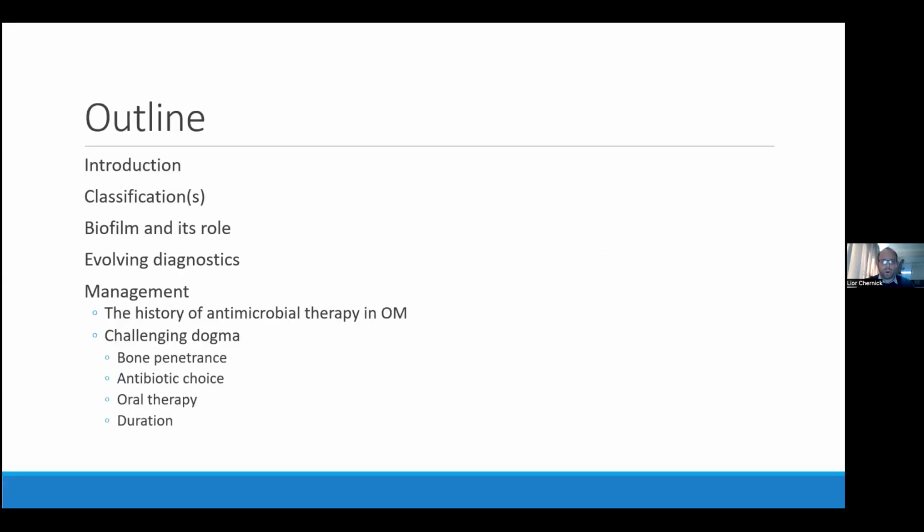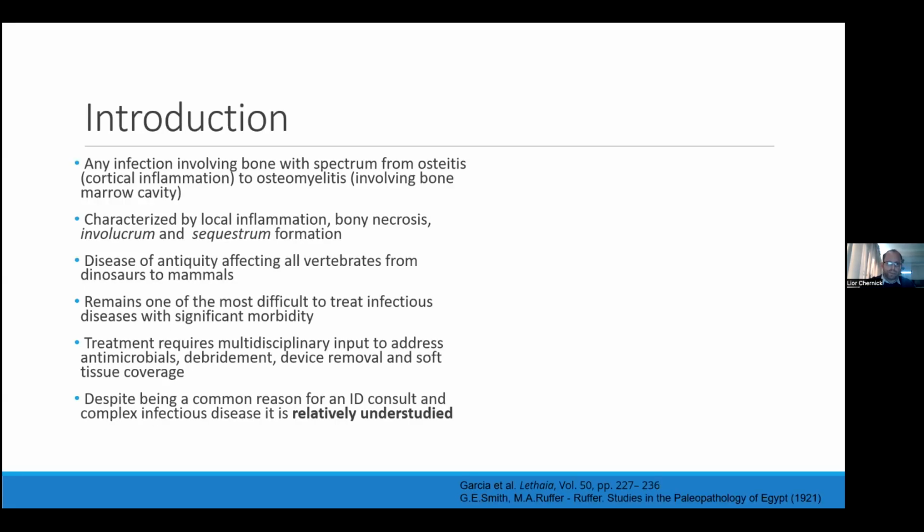So just an outline for the talk. I'll give a brief introduction as to the topic. Because it's a really vast topic, I'm going to focus on predominantly osteomyelitis, but we'll touch on prosthetic joint infections and a couple of other things within the spectrum. Brief classifications that are used, biofilm, which really underpins why this is such a tough infection to treat, some of the evolving diagnostic modalities, and then a brief discussion on some of the history of management, and then challenging some of the dogma in terms of what we do and how we do it.